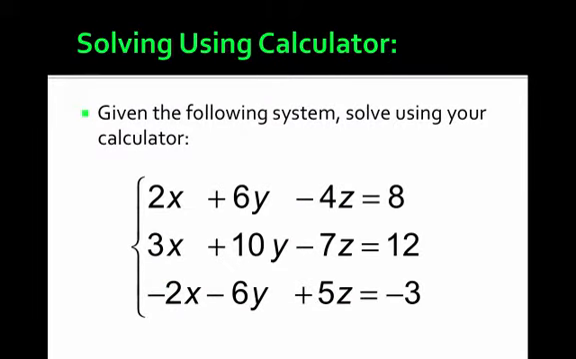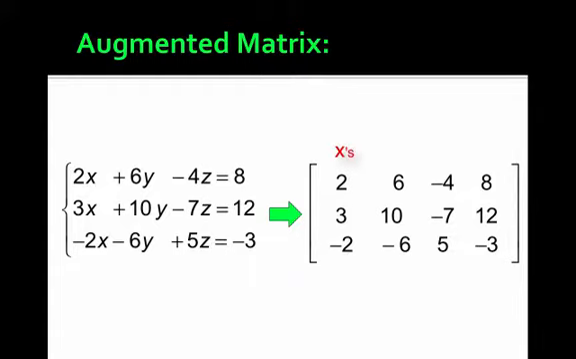Now that you have had an introduction to matrices, we can begin discussing how to solve systems of equations using the matrices on our calculator. So let's begin with the following system. Primarily, we must make sure that all the variables are aligned. And in this example, they are. So now we can set up our augmented matrix. Reading down, we should have 2, 3, -2 for all the x's, 6, 10, -6 for all the y's, -4, -7, 5 for all the z's, and 8, 12, and -3 for the answers.